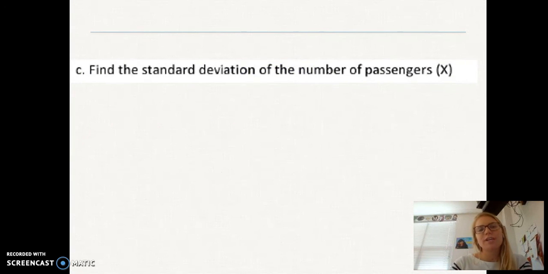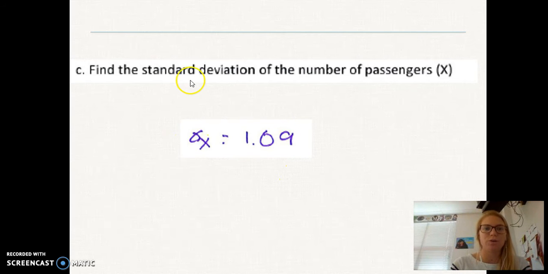We're also going to be looking at the standard deviation. So even though the mean, or the expected value, is 3.75, on average, how much does it vary from there? It varies by 1.09, so that's about 1 person. But again, I'm going to keep the decimal because we know that standard deviation is a calculation of an average.